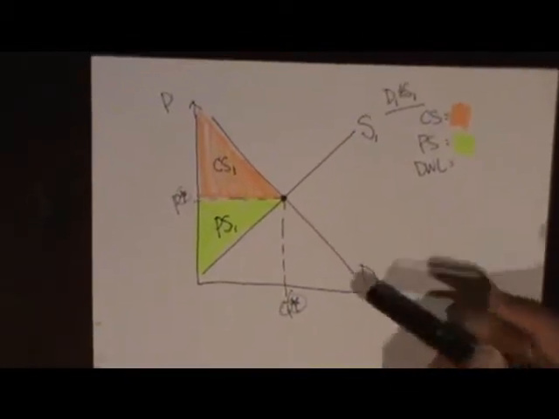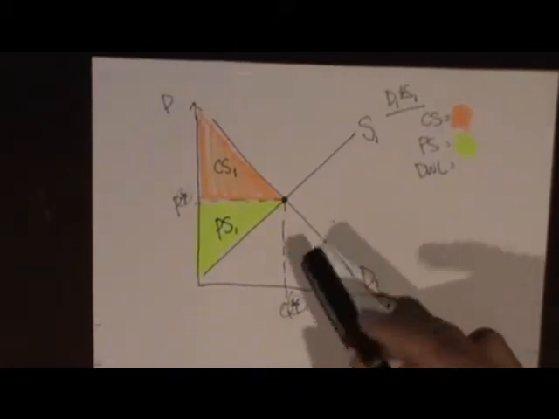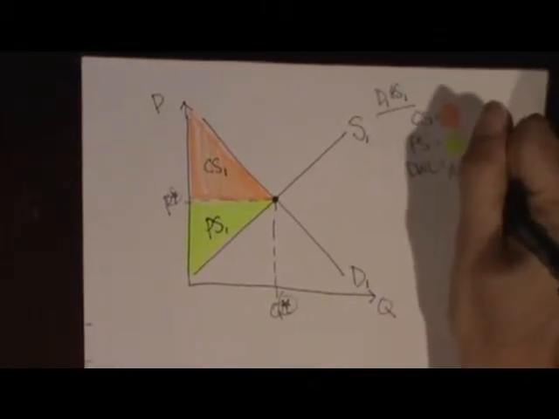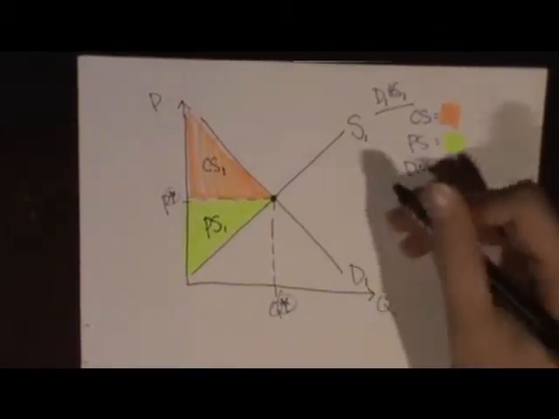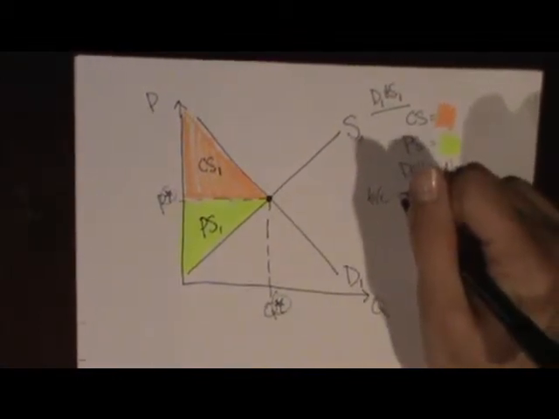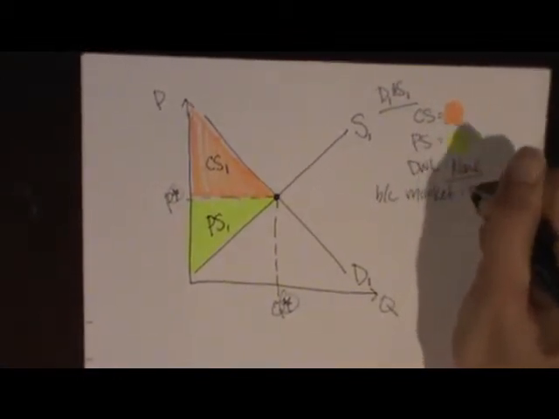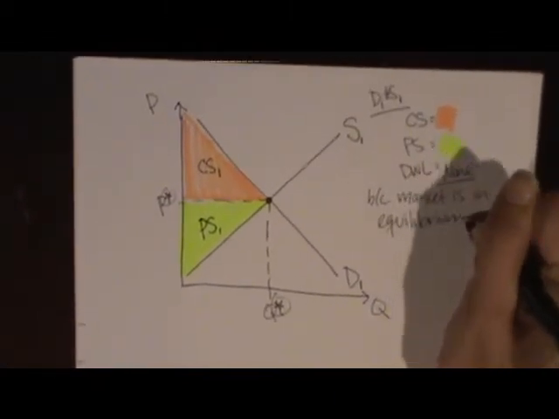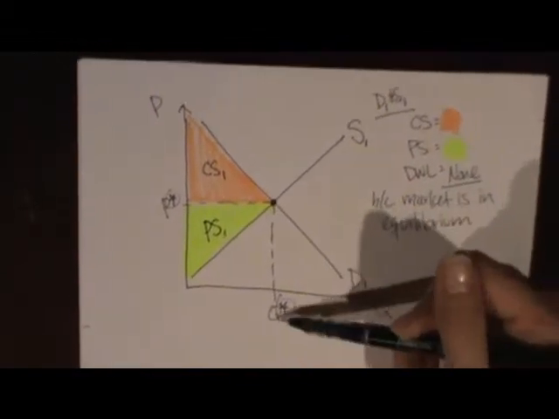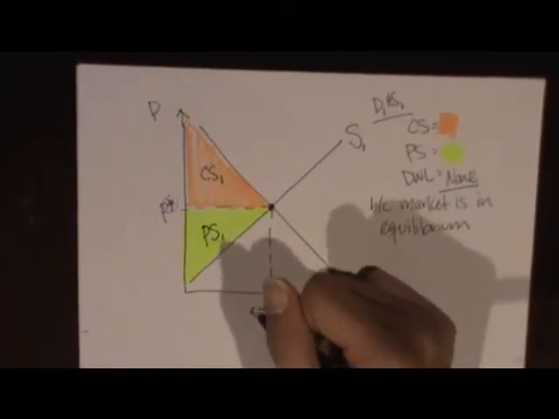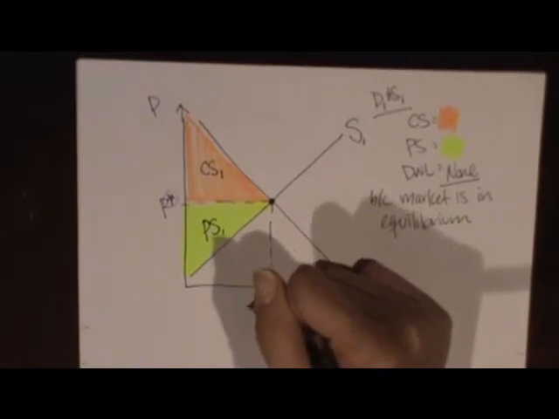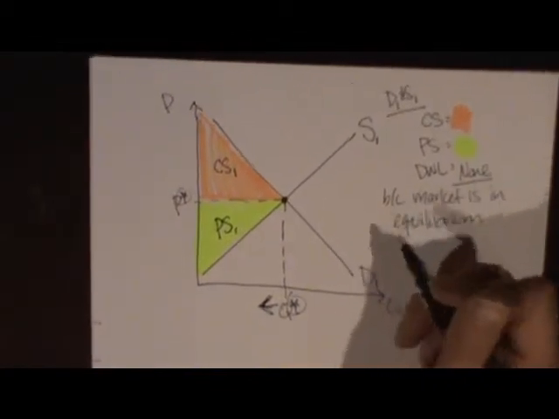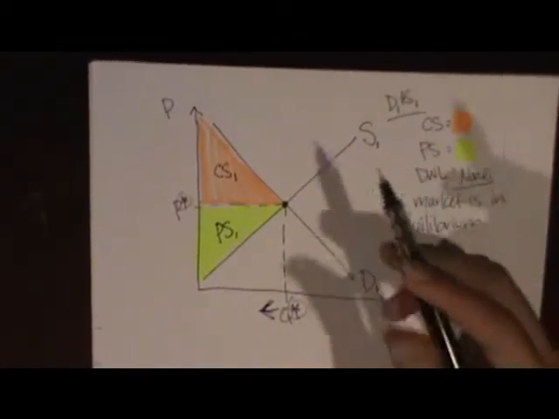Okay. Now, what is our deadweight loss area? Here, we actually have no deadweight loss. The market is in equilibrium. Deadweight loss only happens if we're somewhere below this quantity. If we're below market equilibrium quantity, then we're going to end up with this deadweight loss, this surplus that no one gets.